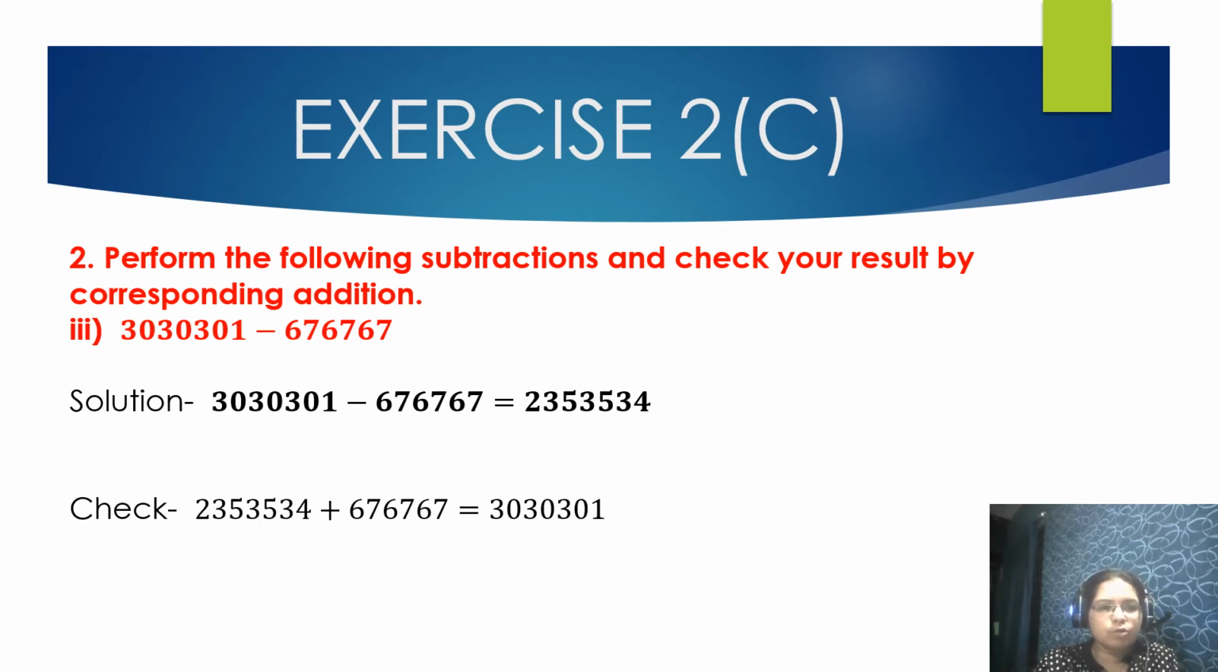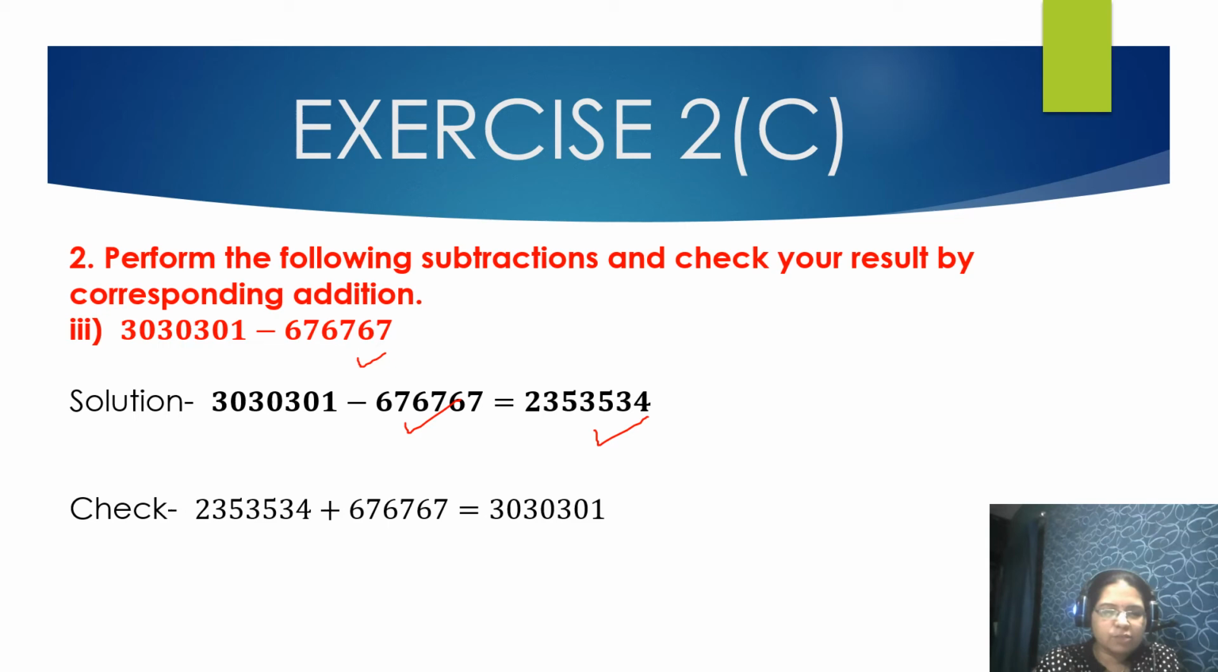And now we will solve question number third bit. Third bit is 30,30,301 minus 6,76,767. We have to subtract 6,76,767 from 30,30,301 and we get the result 23,53,534. Now we will check this result using the addition sentence.